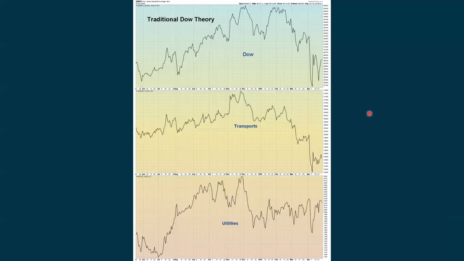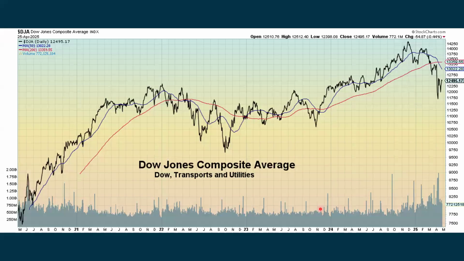And we look at traditional Dow theory, which just looks at the Dow and the transports, and all have been getting hit, but the transports have been underperforming. Where the utilities, I include that as part of traditional Dow theory, where some pure Dow theorists would not do that. I do include it, and so it's going sideways here. So utilities have been holding up better.